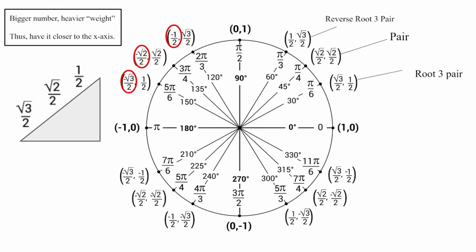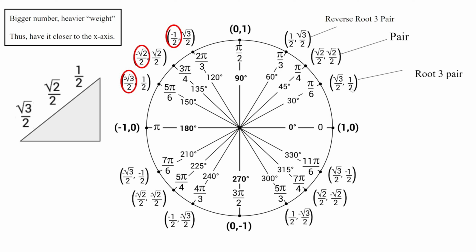Your x and y values are always going to be that. The signs will change, but we remember how to do signs, right? We learned that earlier. So root 2 over 2, root 2 over 2. Next, it's half, comma, root 3 over 2.